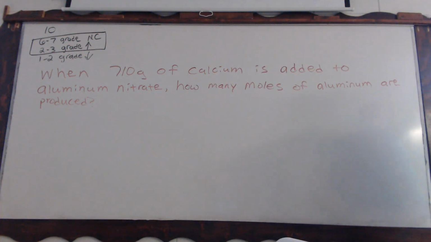So now we're ready to get started. And this is a 3-step problem. We will change it to a 4-step problem. So when 710 grams of calcium is added to aluminum, how many moles of aluminum are produced?